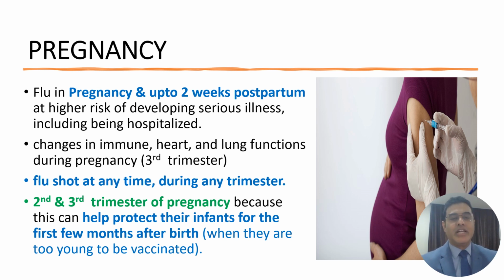Especially in pregnant women, flu is very bad. We see mortality is very high in pregnancy, especially in the second and third trimester, because of changes in immune, heart, and lung functions during the third trimester of pregnancy. The flu vaccine is safe in all trimesters of pregnancy, even the first trimester, but it is preferable to give it in the second and third trimester because it helps protect infants for the first few months after birth. In the first 6 months, we can't give vaccination to infants. So if we give it in the second and third trimester, we will get better immunity in those kids also. Up to 6 months they are protected, and after 6 months we can give it to them also.